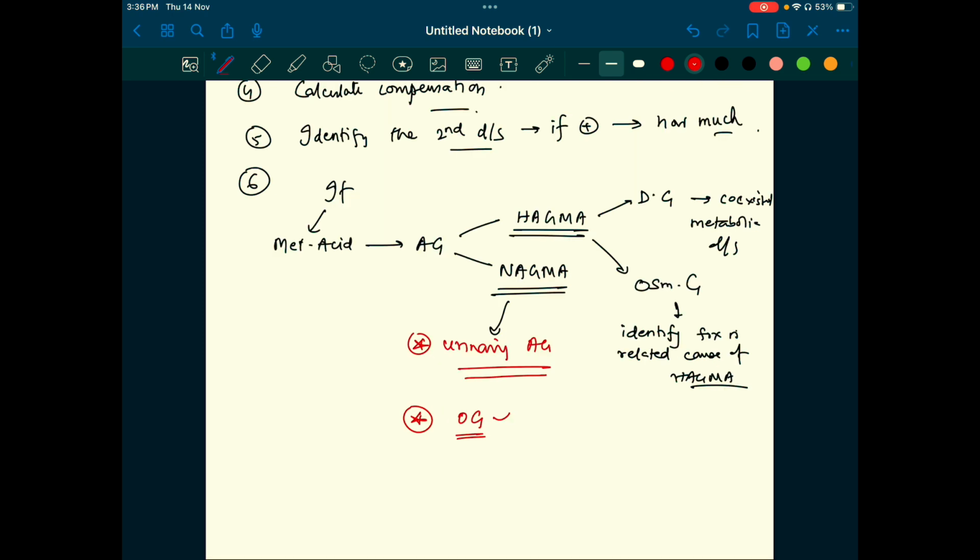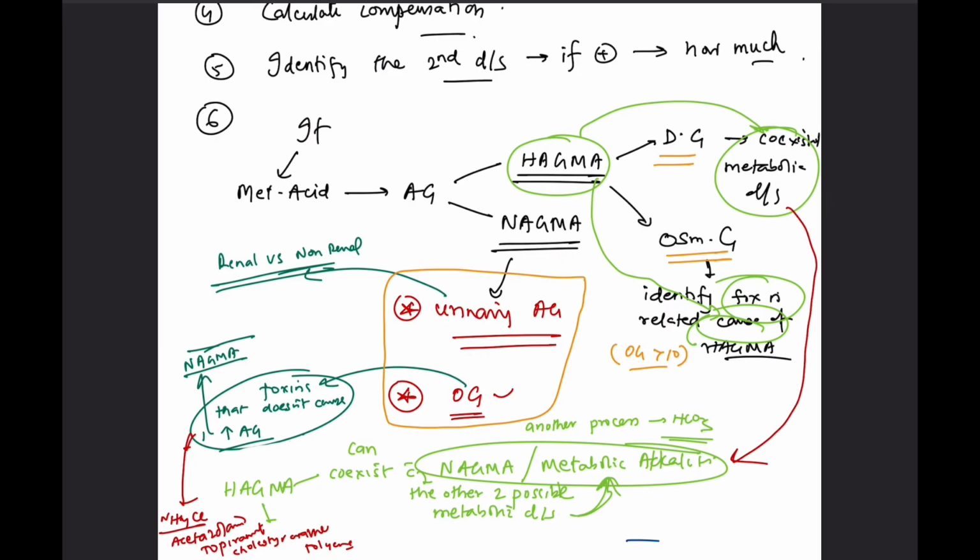What do you mean by a coexistent metabolic disorder along with high anion gap metabolic acidosis? And why do we calculate urinary anion gap and osmolar gap in case of normal anion gap metabolic acidosis as well? Because in high anion gap, we calculate the osmolar gap in order to identify a toxin related cause. Why is there a need of calculating urinary anion gap and osmolar gap in normal anion gap metabolic acidosis also? Can you tell me? I have messed this whole thing up, but that is for a reason. I know this looks very clumsy, but just bear with me. It's going to be clear in a while.